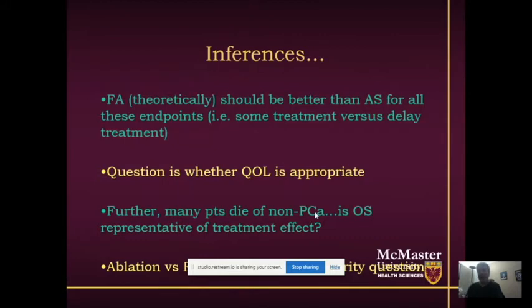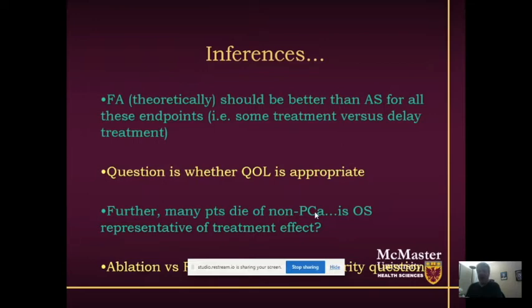So part of the question that you have to answer is whether the quality of life of these patients is appropriate. But then that goes against the radical prostatectomy arm or radical radiotherapy arm, when focal ablation is a less harsh treatment compared to these radical treatments. So you should have improved quality of life. Again, if you're looking at these long-term outcomes, thinking about the non-prostate cancer deaths, that happens a lot in these particular patients. So how representative is overall survival or some of these other markers of efficacy, given that many of these patients die of other things?